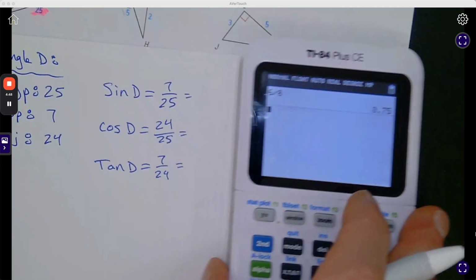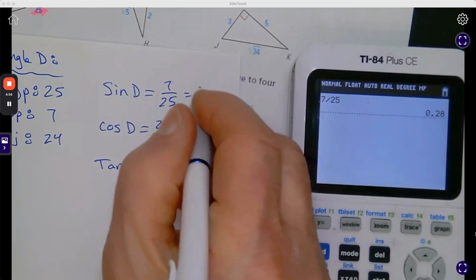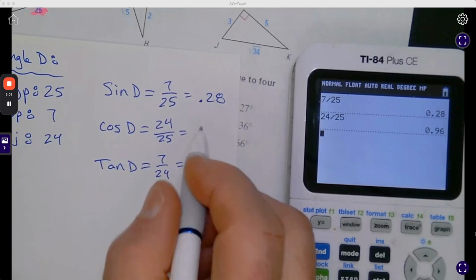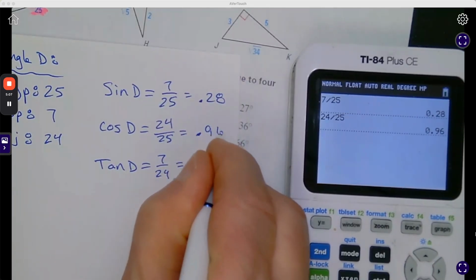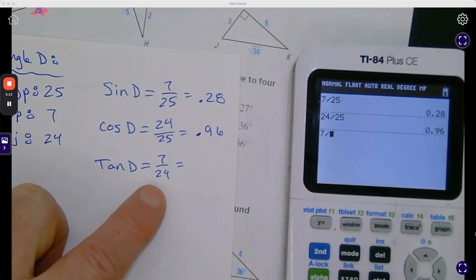So here we go. 7 divided by 25, I think that's going to be 0.28. 24 divided by 25, I think that's going to be 0.96. And for 7 over 24, I don't know this one. I'm going to say it's going to be like 2.69.